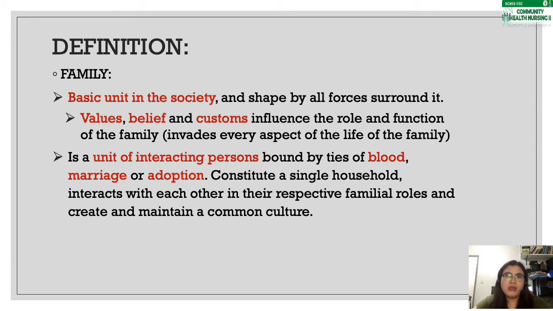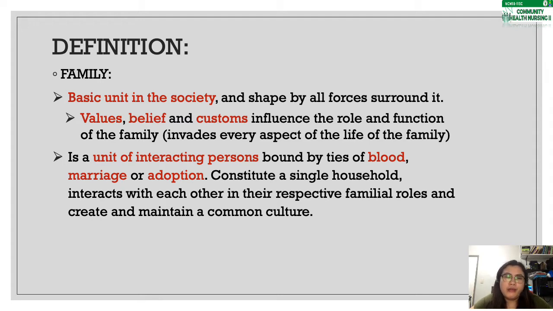And a family can be affected by a lot of factors, such as values, beliefs, and customs. When we say customs, these are the practices the family is used to. This is what the family does regularly, or every year. When we say beliefs, these are what the family believes in. A family shares the same values, customs, and beliefs, and we are all influenced by our family.